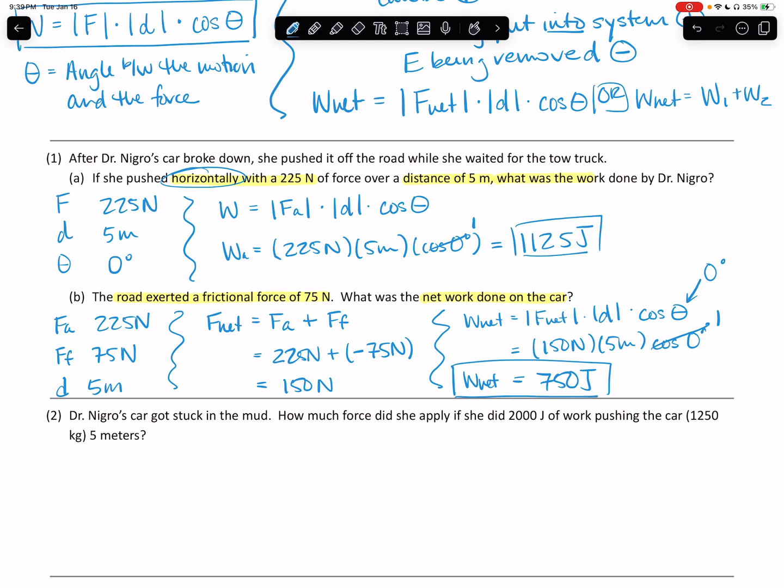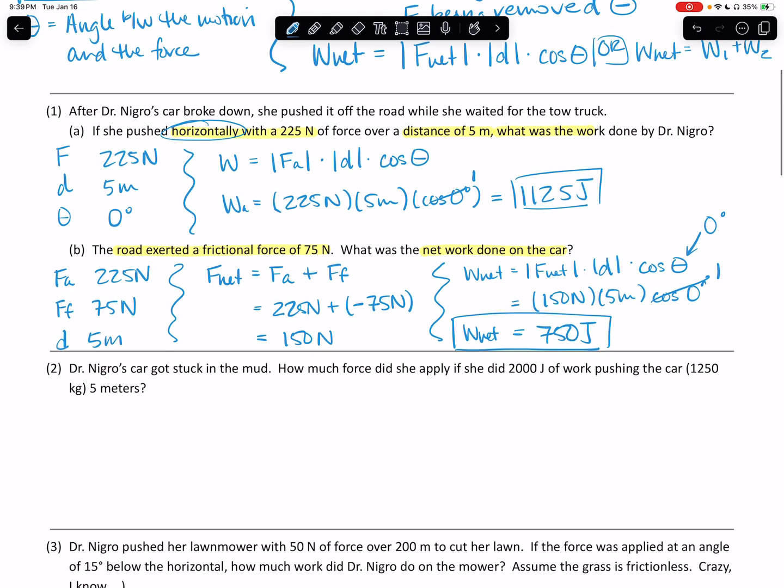So you can see that if we compare that to the applied work, we've lost some of our energy, and that energy is being removed from our system because of the presence of friction. Okay. All right, let's look at the next one.